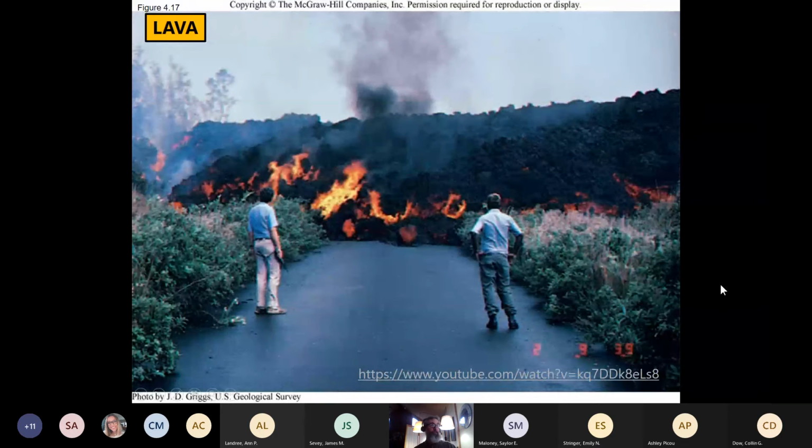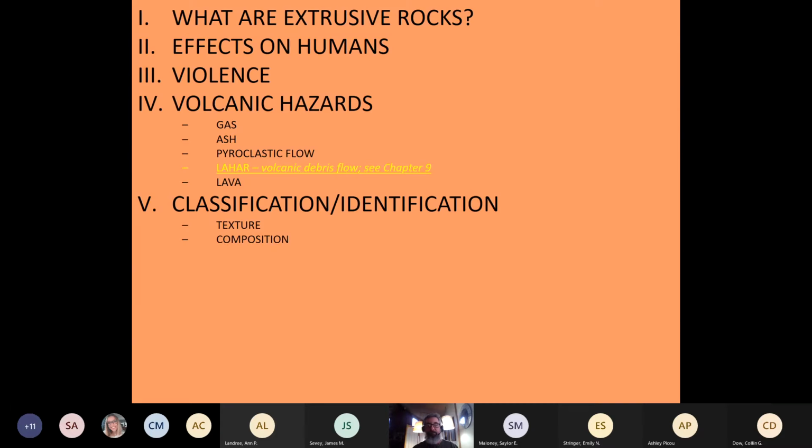You just have to be smarter than the lava. You have to resist the urge to hurl yourself into the lava, I guess. So these plants are done for. This road is completely destroyed. But these guys are not that concerned because they've been watching how fast it's going, and it's not going to suddenly surge and overcome them. So lava is not as dangerous as the rest simply because it does not travel as fast as a lahar or ashfall or pyroclastic flow, or even gas for that matter. So we just have to be out of their way.